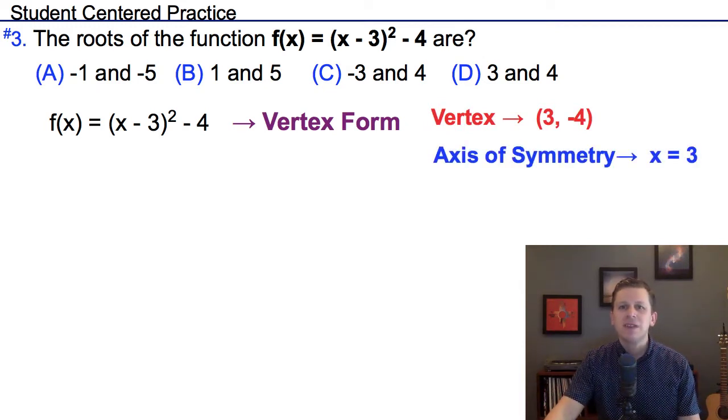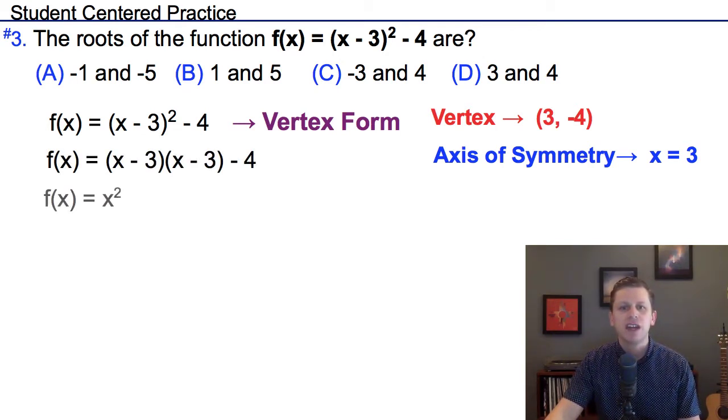Of course, this information doesn't help us solve this problem, so let's take this from vertex form and write it in standard form by expanding the binomial. Instead of writing x minus 3 squared, I'll write it as a binomial product of x minus 3 times x minus 3. If we FOIL, we should get x squared minus 3x minus 3x plus 9 minus 4. If we combine like terms, negative 3x and negative 3x will become negative 6x, and 9 minus 4 is 5.